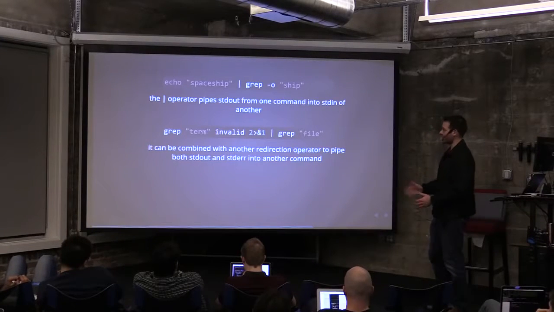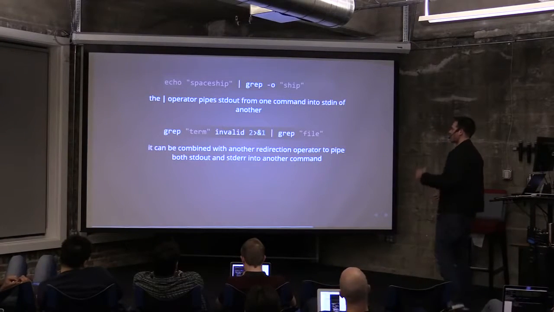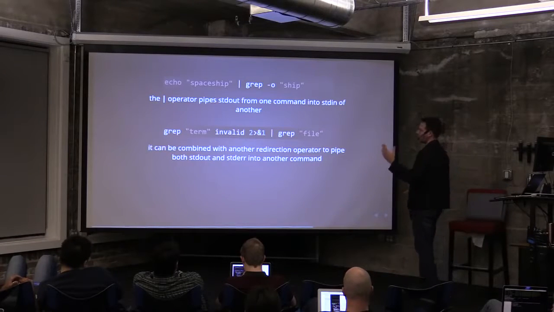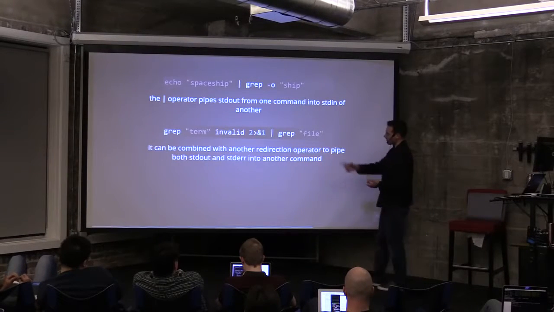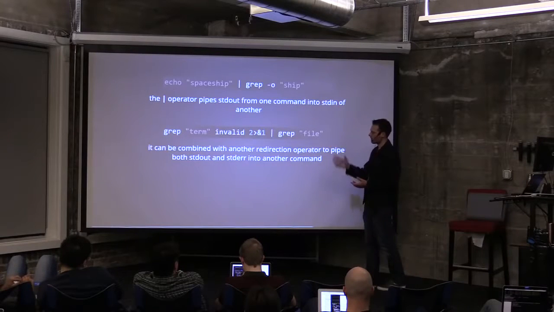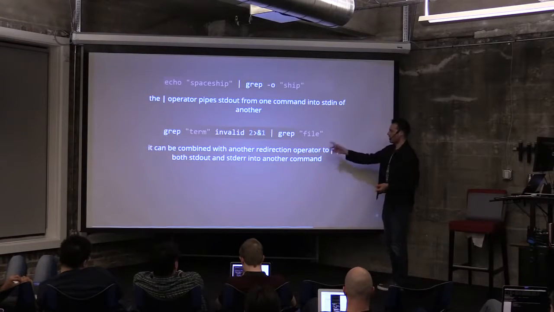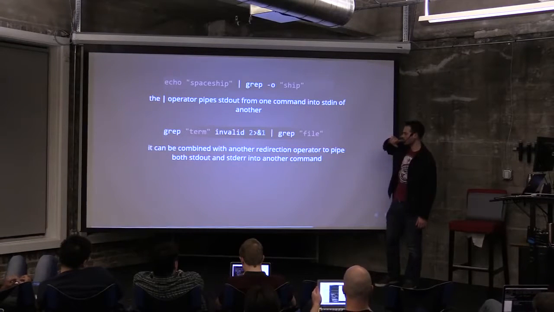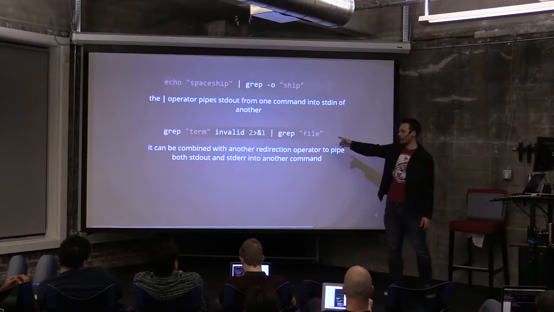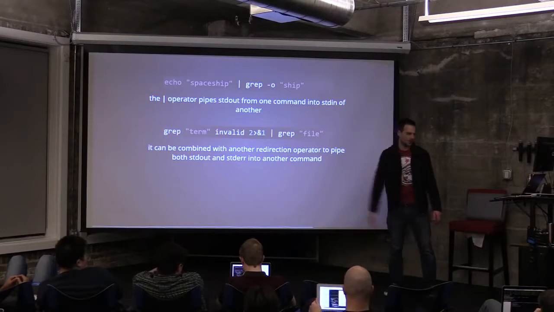This gets really fun with the piping. So the problem with the previous command is that only standard output is redirected. But what if you wanted to also pipe standard error? Pretty easy. You can combine it with another redirection operator. So first you send standard error to the same place as standard out, and then you pipe it into grep file. So if you execute this command, it'll basically match file in the error message of this command.